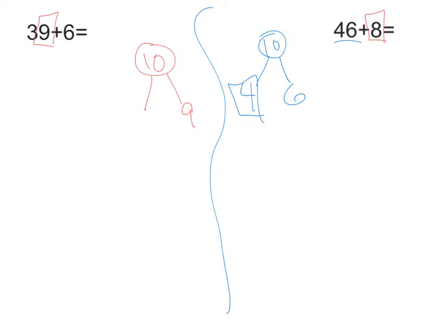Okay, on your paper, you should have noted that it would only take 1 more to get to 10 from 9. But in your problem, you have to add 6. So you are going to have to make a new 10 as well. So let's go ahead and try that.